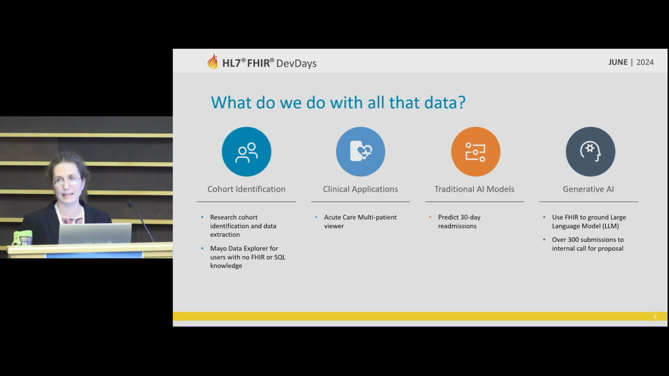I helped with one a couple years ago for predicting 30-day readmissions, again, running off the data that's in the Mayo Clinic Cloud. And in the last couple of years, of course, the hot topic is generative AI, using that FHIR data to ground large language models. We did a call for interest for internal funding for some generative AI projects last year and had over 300 submissions from all sorts of different groups at Mayo. So this is research teams, this is clinical teams, this is IT teams. Everybody's interested in using generative AI and using generative AI on our patient data in FHIR. That is the main topic of this presentation. We don't have a lot of time, so I'm just going to give you a very high-level overview of 3 of those projects using generative AI on Mayo Clinic's FHIR data.